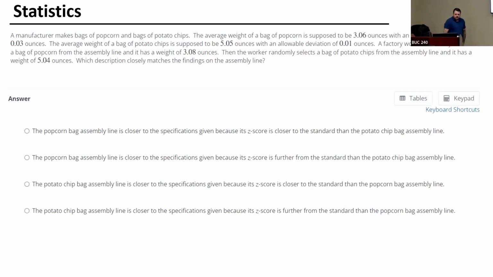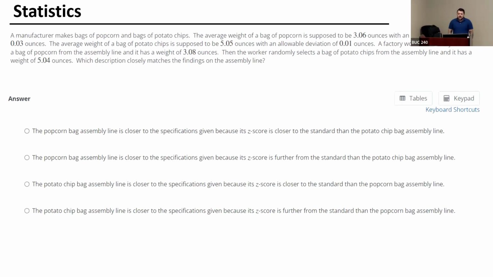A manufacturer makes bags of popcorn and bags of potato chips. This is possibly a midterm question. The average weight of a bag of popcorn is supposed to be 3.06 ounces with an allowable deviation of 0.3 ounces. The average weight of a bag of potato chips is supposed to be 5.05 ounces with an allowable deviation of 0.1 ounces.